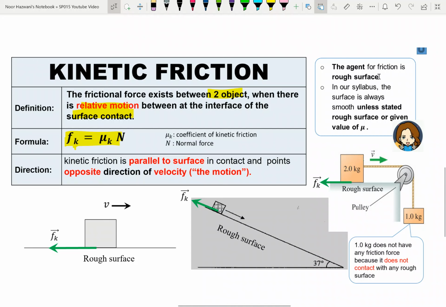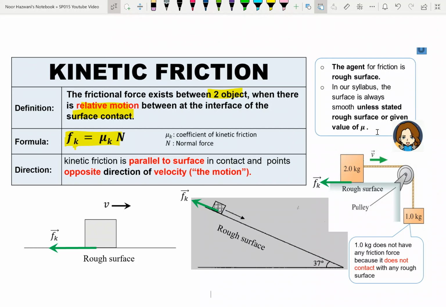So, maksudnya bila dalam soalan ada cerita tentang rough ataupun mention ataupun label the surface as a rough surface, so means memang kita ada friction. Okay, kalau dia cakap smooth, so maksudnya kita tak akan ada friction lah. Ataupun dia cakap frictionless. Tu maksudnya kita tak ada friction. Ataupun kalau dia tak cakap rough pun, dekat dalam soalan dia bagi coefficient of friction. So, maksudnya kalau dia dah bagi coefficient of friction, walaupun dia tak cakap surface tu rough, so kita kena tahu sendirilah that surface got friction.